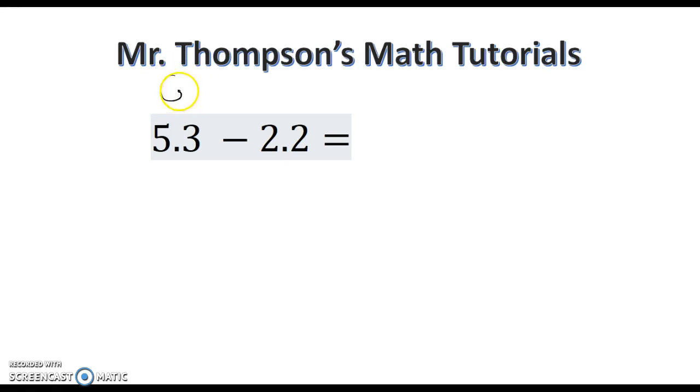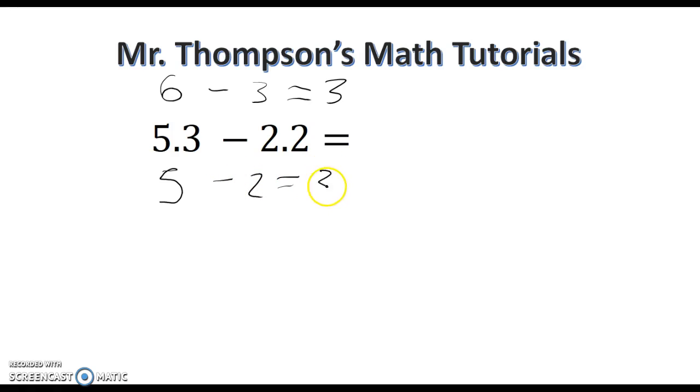Firstly, I'm going to round this 5 3/10 to a 6, and then I'm going to subtract from it. I'm going to round this 2 2/10 to a 3. That's telling me that on the high end, my answer should be roughly 3. And on the low end, I'm going to make this a 5 minus 2. On the low end, it should also be roughly 3. So, in either case, my answer should be roughly around 3.